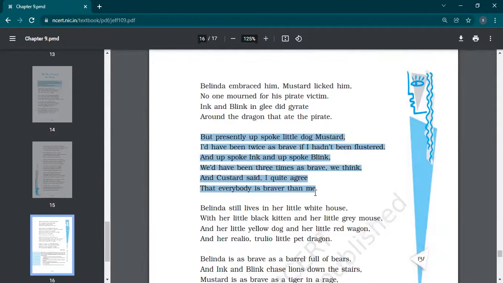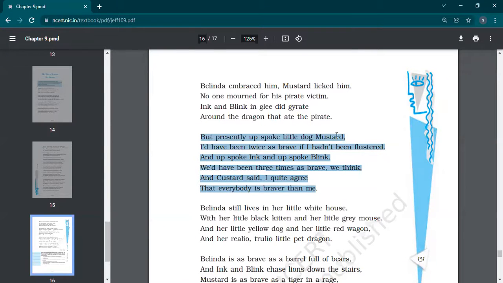But presently up spoke little dog Custard. I would have been twice as brave if I had not been flustered. And up spoke Ink and up spoke Blink. We'd have been three times as brave, we think. And Custard said, I quite agree that everybody is braver than me. Beautiful stanza, this is, beta.